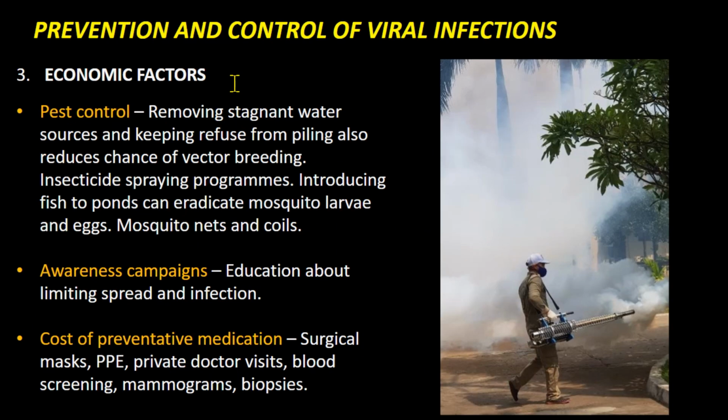Economic factors will include pest control, awareness campaigns, and the cost of preventative medication. So pest control would be like for mosquitoes, for example, removing stagnant water sources and keeping refuse from piling up. This would reduce the chances of any vector breeding, whether it's flies or cockroaches or mosquitoes or rats. Insecticide spraying programs, introducing fish to ponds can eradicate mosquito larvae and eggs. You also have mosquito nets and coils.